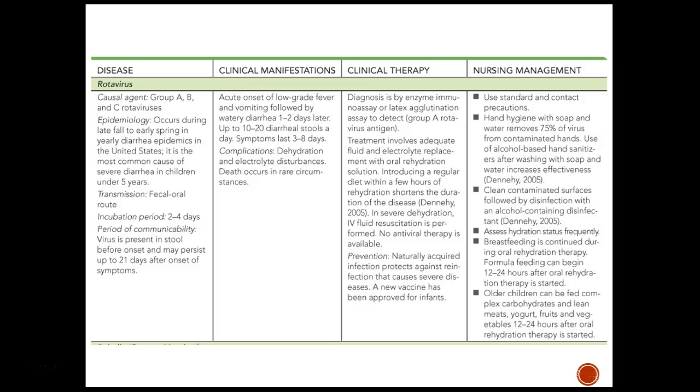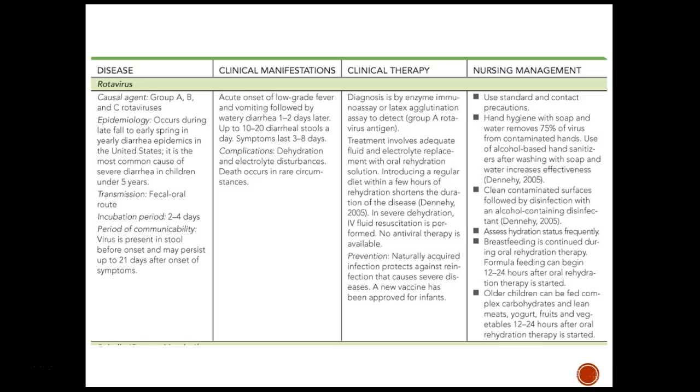Rotavirus. Many of you may have seen this in your clinical rotations in the pediatric units. This is a pretty common illness that occurs in the late fall and the early spring, and it is a diarrheal epidemic. So if you have one kid who comes in with rotavirus in the hospital, you will typically see several more that are admitted with the same rotavirus. It is the most common cause of severe diarrhea in children under 5 years of age, and it's transmitted through the fecal-oral route, if you could not guess.